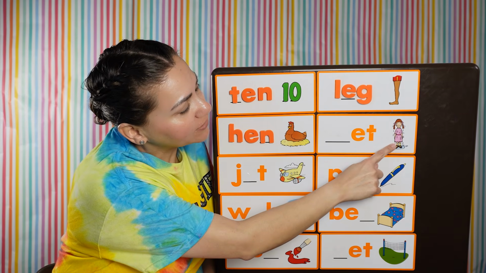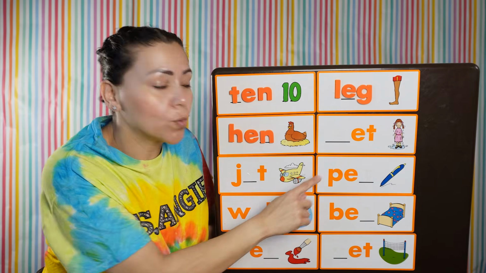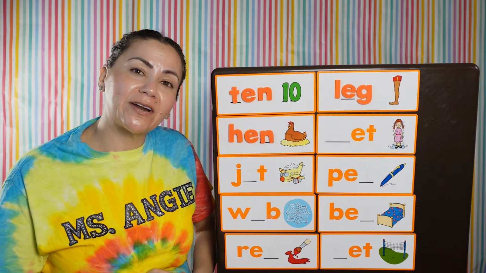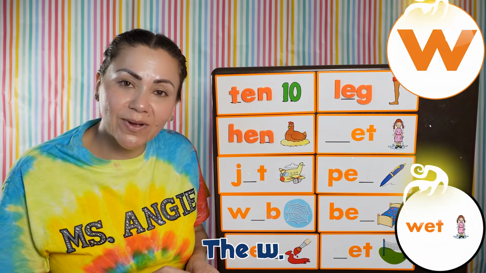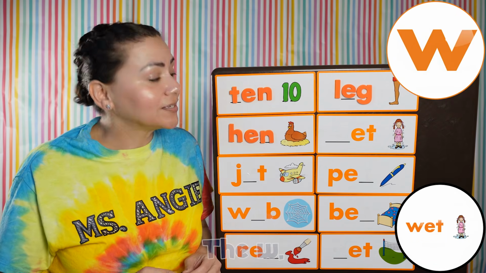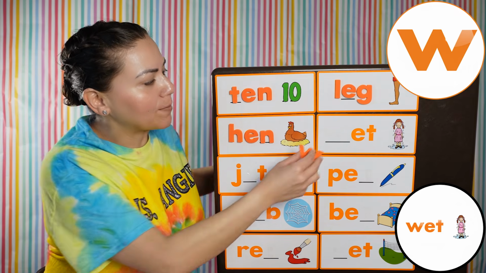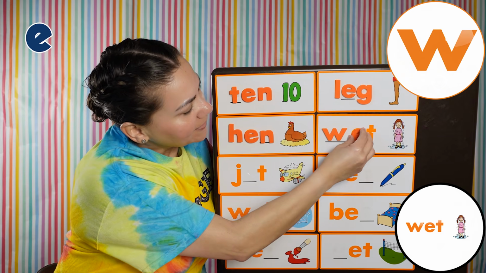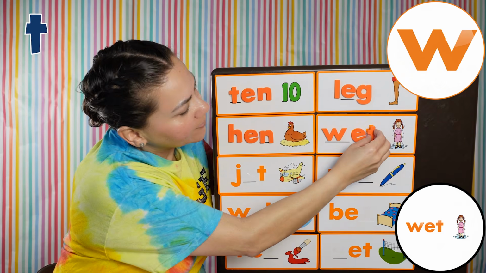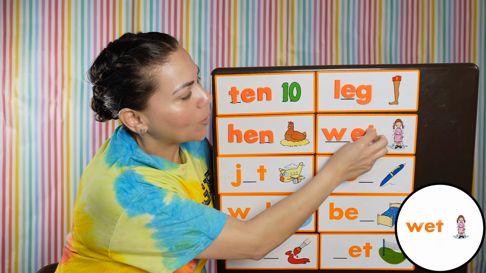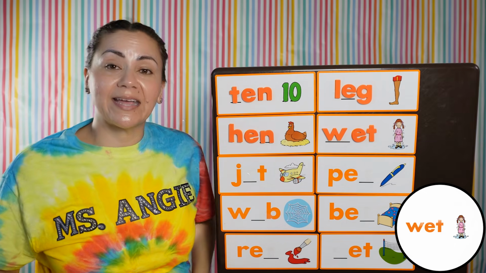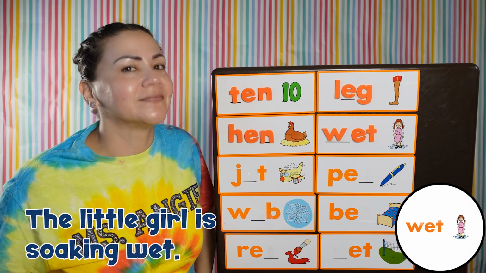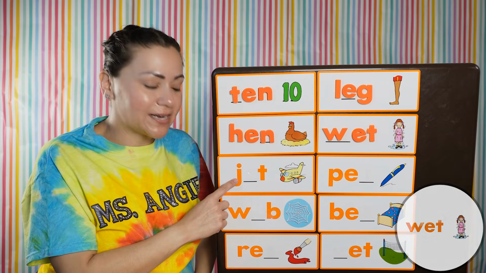Here, it's a picture of a little girl that is wet. The word is wet, but it's missing a letter here at the beginning. Which letter is missing? The W. That's right, the W. W is missing. Now let's spell our word and put our letters on the board. It's spelled W-E-T. Now let's make a sentence with the word wet. Can you say, the little girl is soaking wet? The little girl is soaking wet. Good job. Let's go to the next one.